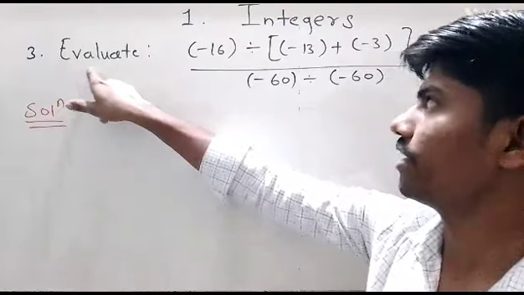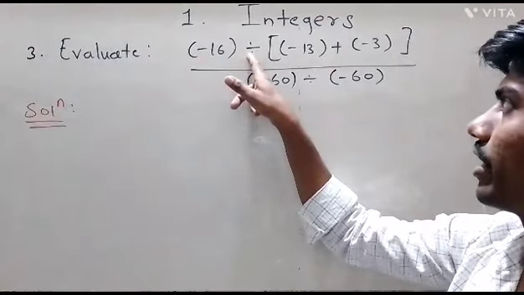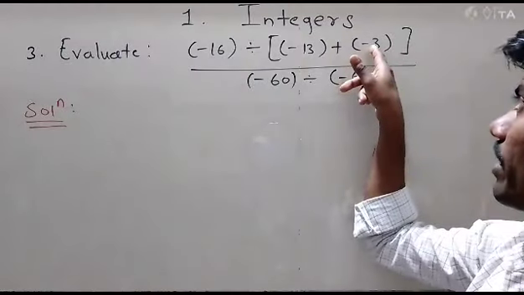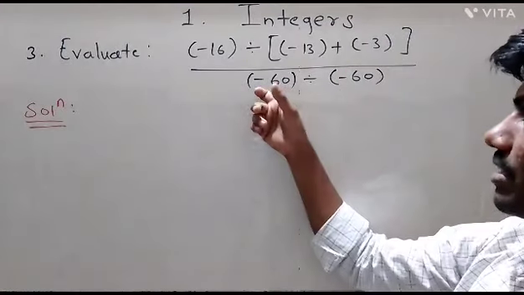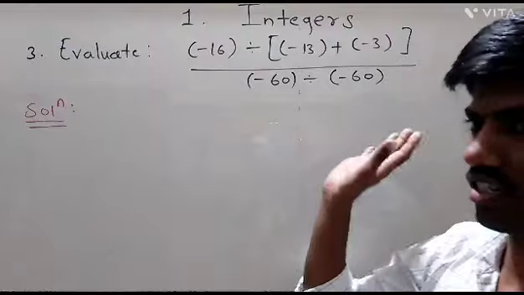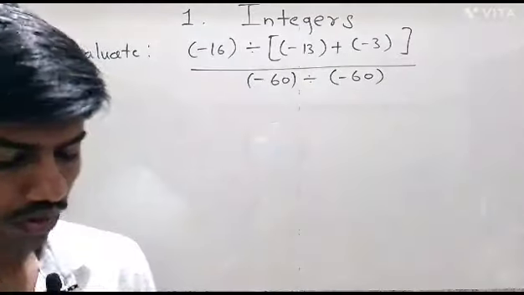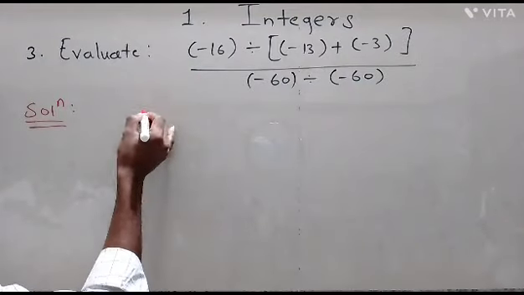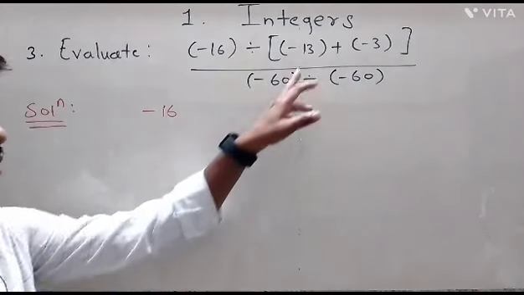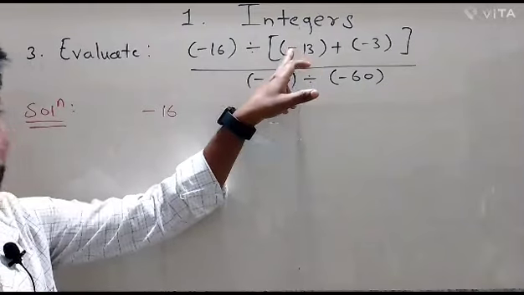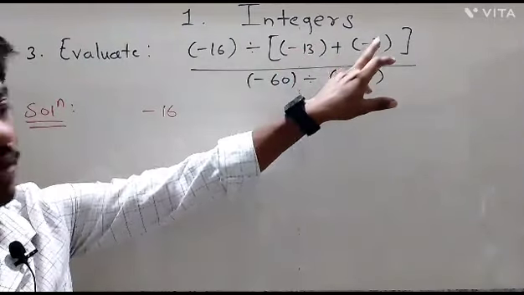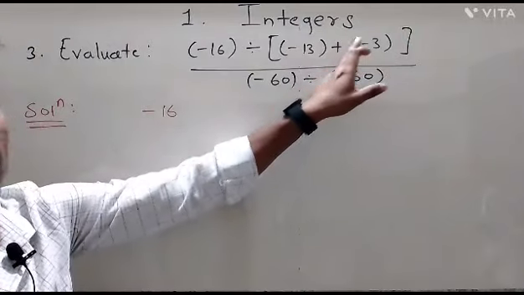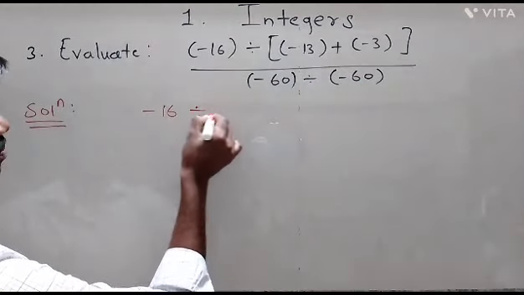This next one is to evaluate the given value: minus 16 divided by, inside the square bracket, minus 13 plus, inside the bracket, minus 3, divided by minus 16. This is going to be very easy to solve. I am solving it for you, so look at the board carefully. First of all, use your BODMAS rule. Here it is a bracket, so solve the bracket first. Minus 13 and minus 3 becomes minus 16.